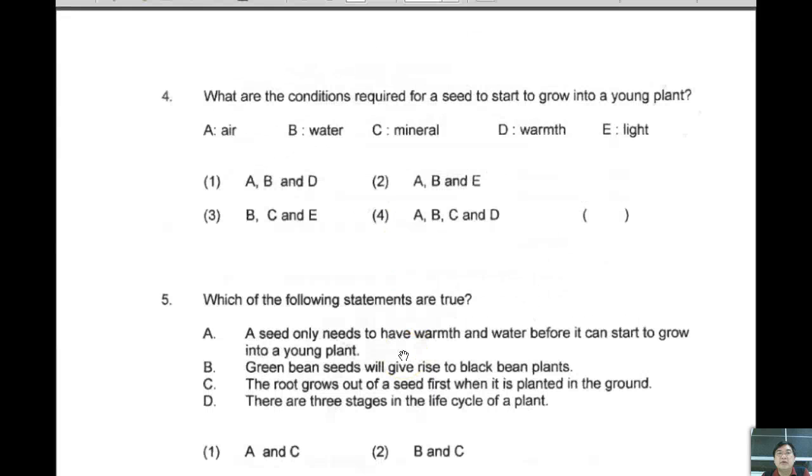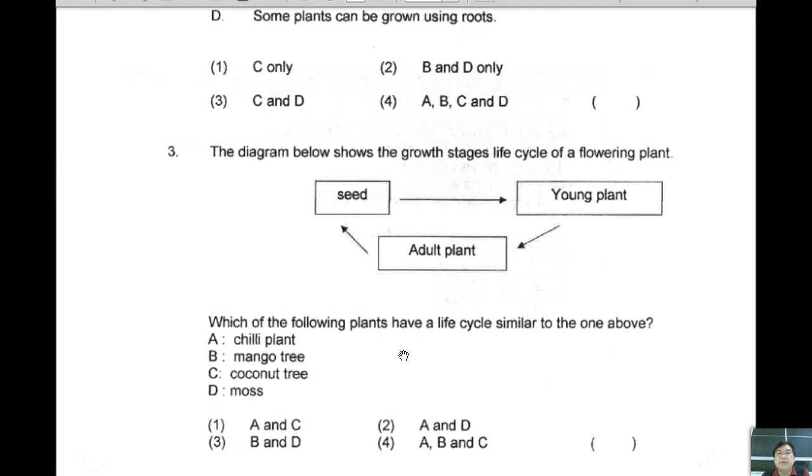Now the diagram below shows the growth stages, the life cycle of a flowering plant: seed, young plant, adult plant. It goes as a cycle. Which of the following plants have a life cycle similar to the one above? It means it must grow by seed, not spores. In that case, you look at the bottom here, moss. So it is chili plant with flowers, mango with flowers, coconut with flowers. So A, B, C is correct. So the answer here is 4.